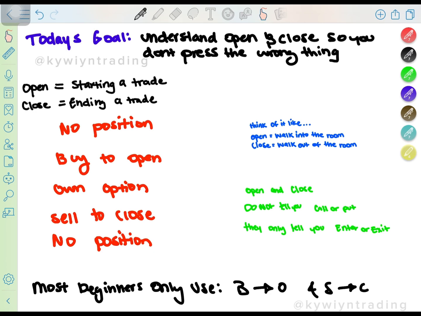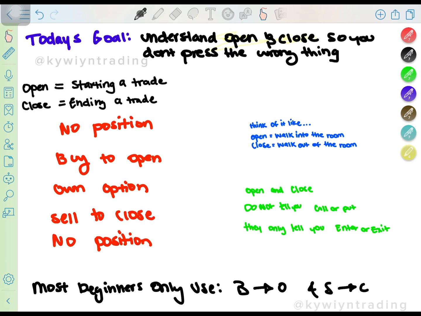So today, I'm going to explain what these terms actually mean because once you understand them, options become a lot less confusing. Even if you never see these actual buttons, this is what's going on behind the scenes. So today's goal is very simple: understanding open and close so that you don't press the wrong buttons. By the end of this video, you'll know exactly what the word open means and exactly what the word close means as well, and why beginners mix these up all the time.